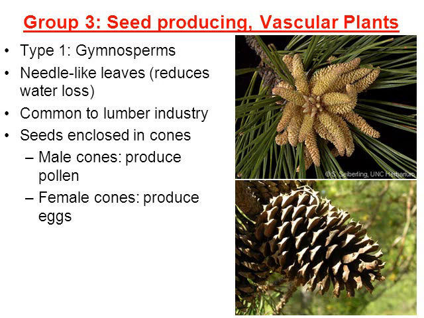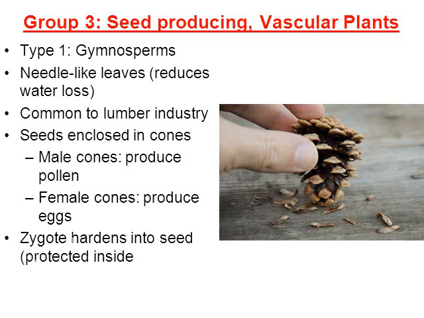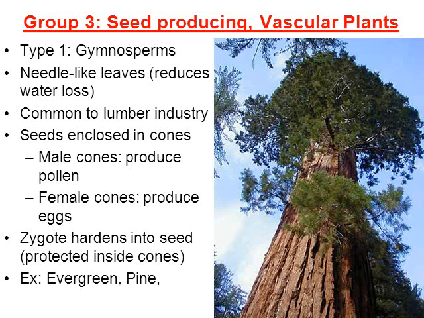You can see in this picture, somebody's shaken a cone and little seeds are falling out. Cones protect the seeds that are growing inside. When a sperm and egg fuse together, they make a zygote. That zygote will eventually harden into a seed, and the seed is protected inside by the cone. Here are some examples: evergreen, pine, redwood, cedar. These are examples of gymnosperms.